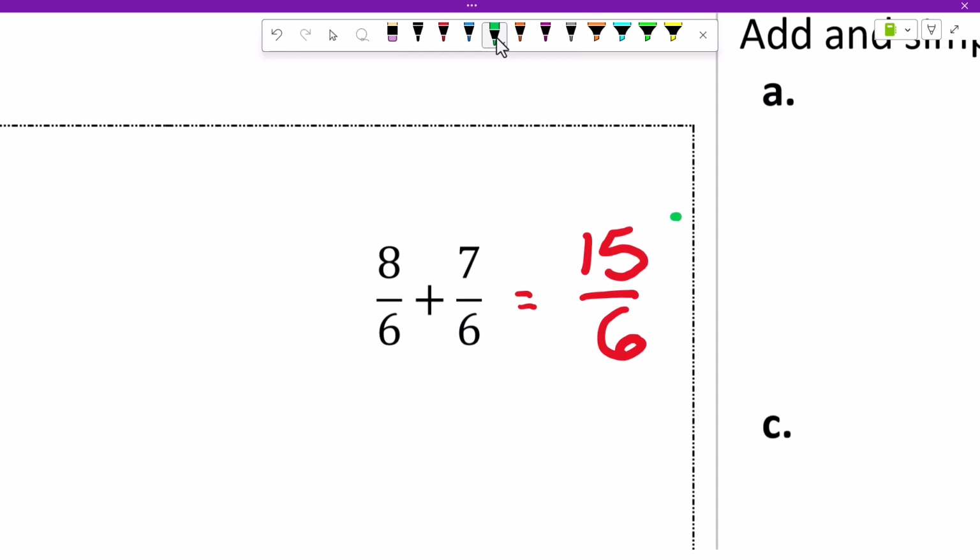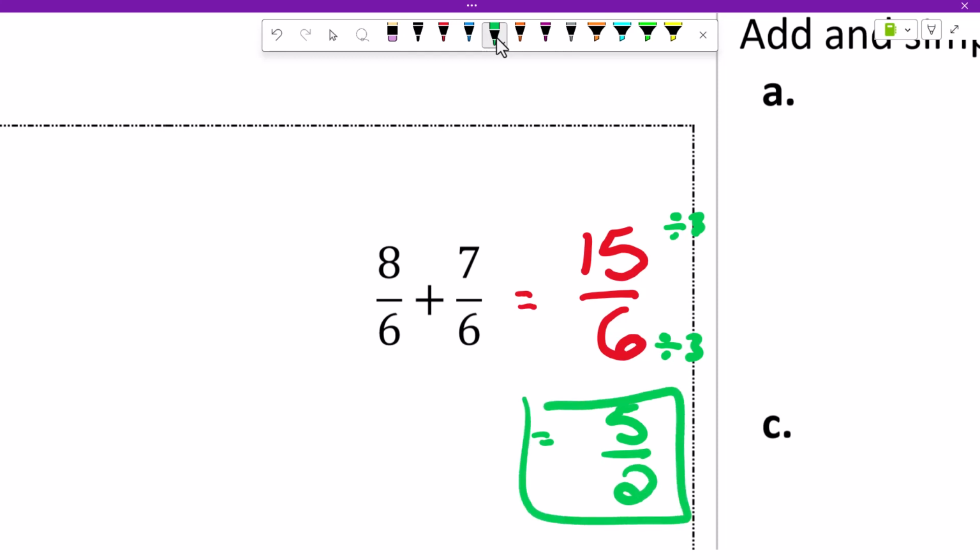We can divide this by 3. We can divide this by 3. So 15 divided by 3 is 5, and 6 divided by 3 is 2. This is my final answer.